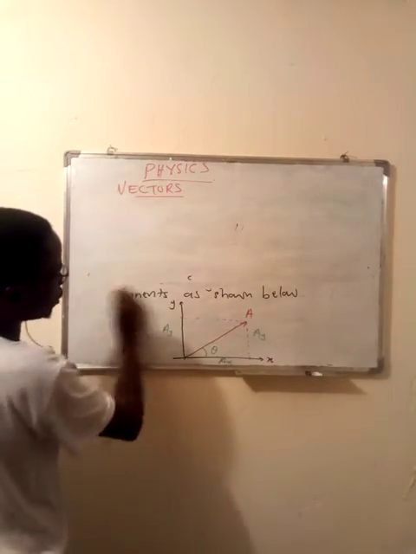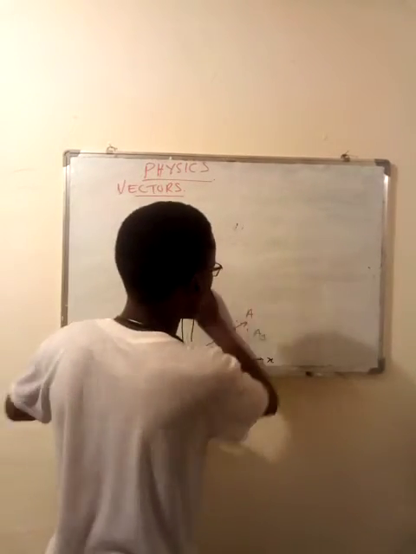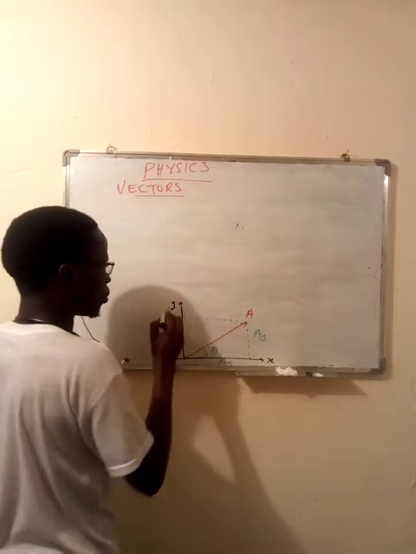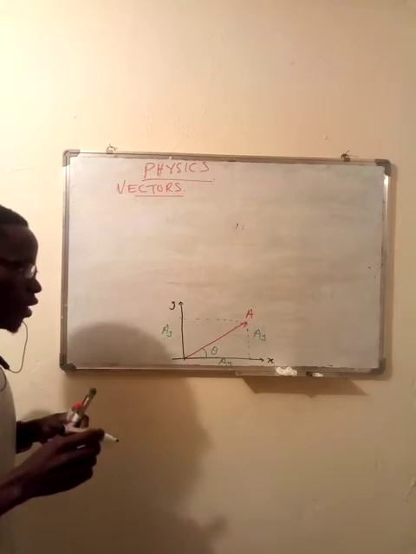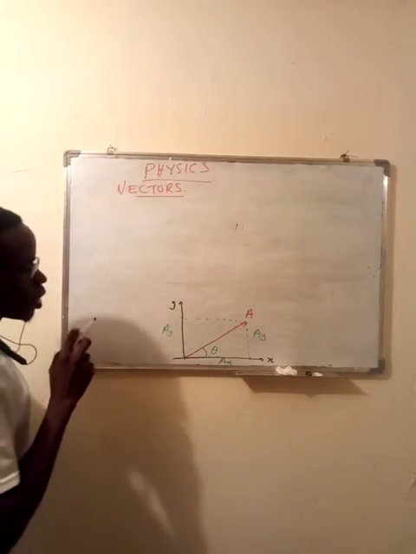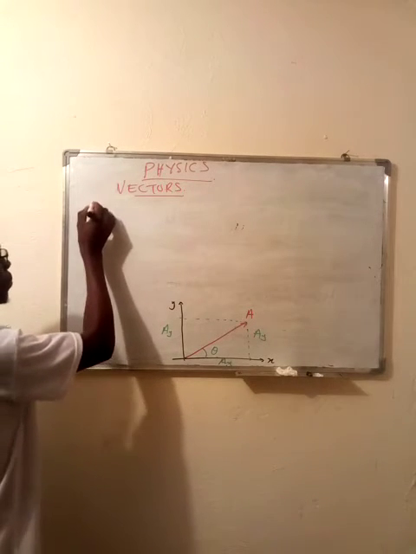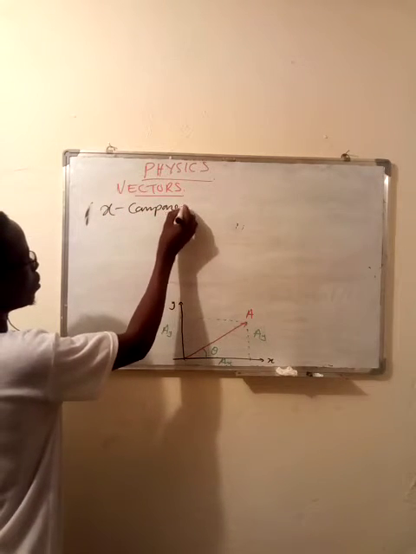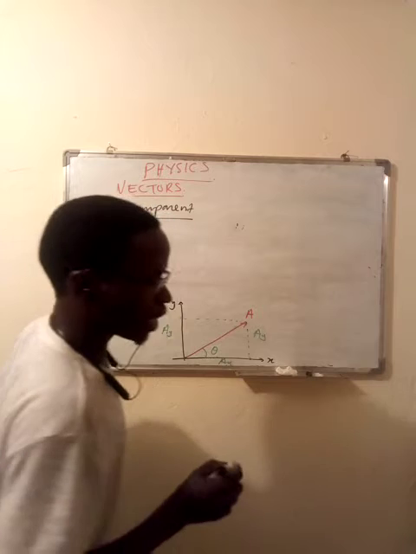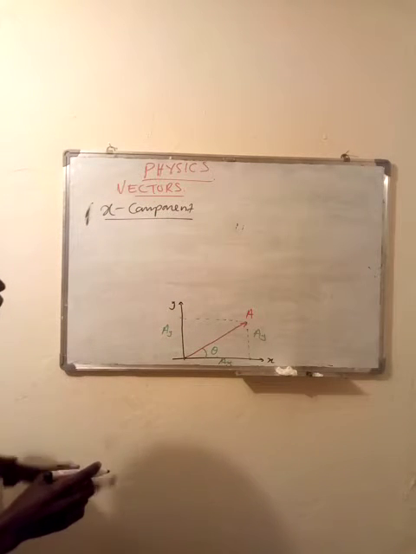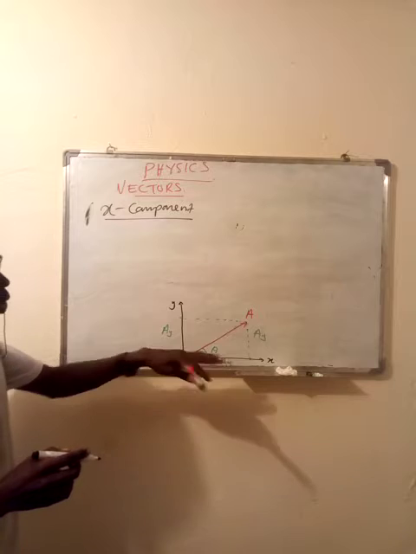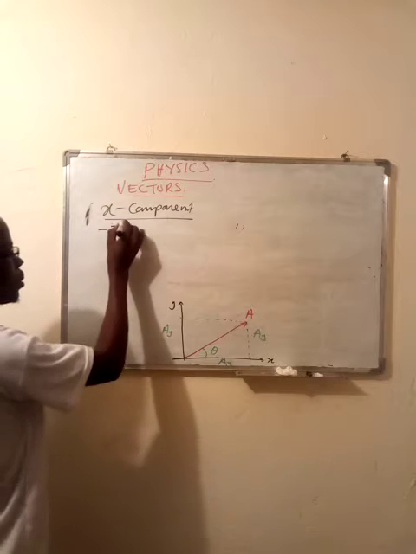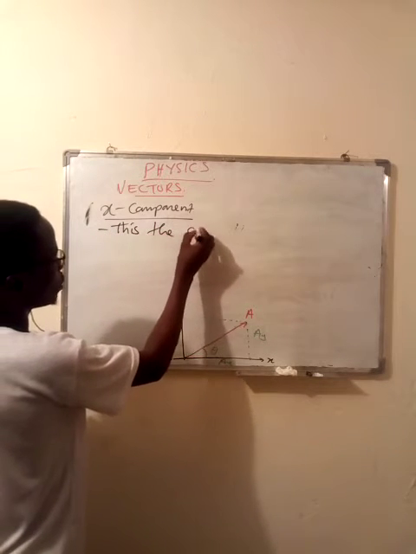So we're looking at components. Probably I should have added that subtitle to what we are talking about right now. So we have components, magnitude, and direction of a vector. Okay. So now, let's look at the x component. The x component. So the x component of a vector is the one which is the component of the vector that is along the x-axis.